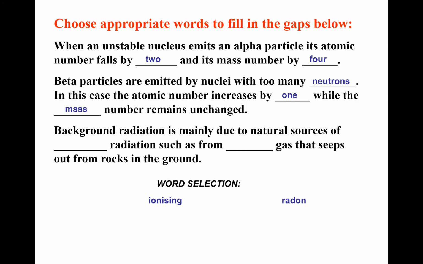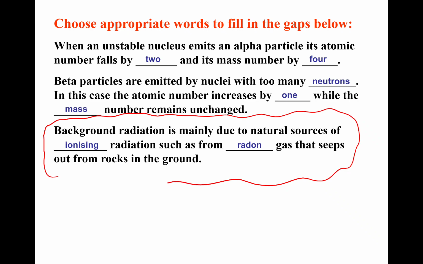So the next bit, just to get a bit of a starter on this one, background radiation, which we're going to move on to in subsequent lessons. Background radiation is mainly due to natural sources of ionizing radiation, such as radon gas that seeps out from rocks in the ground. We're going to move on to this section quite extensively in a couple of lessons, where we're going to learn about what background radiation is, what sources it comes from, and then radon will go into quite a bit of detail exclusively on why that's such a major contributor to background radiation.